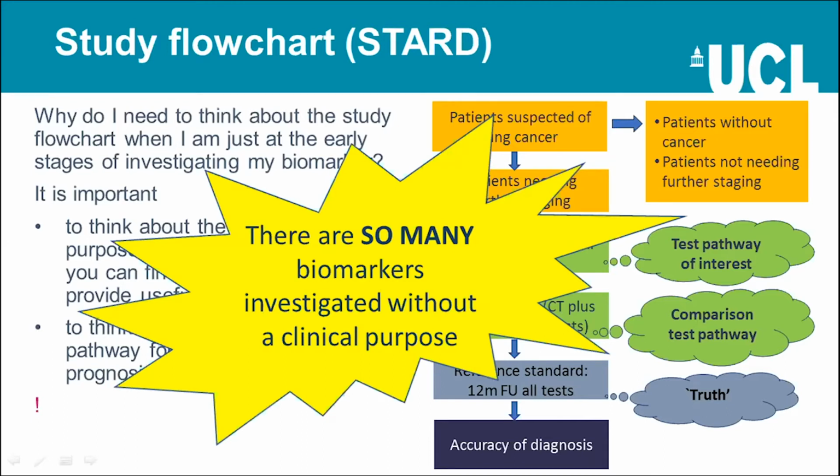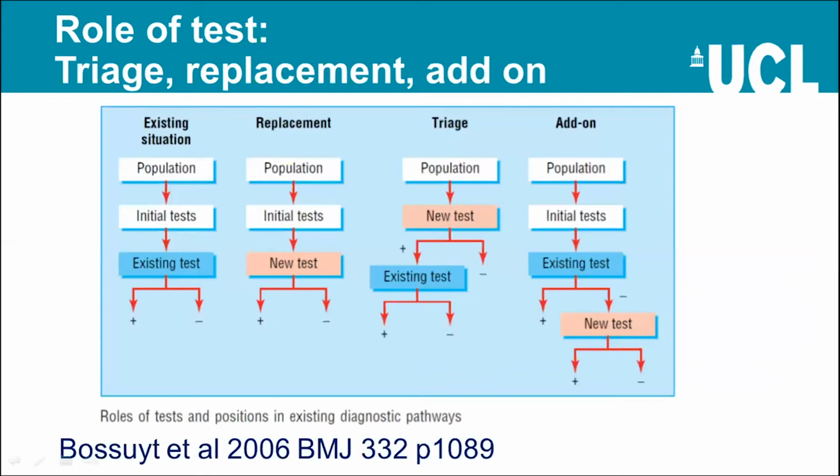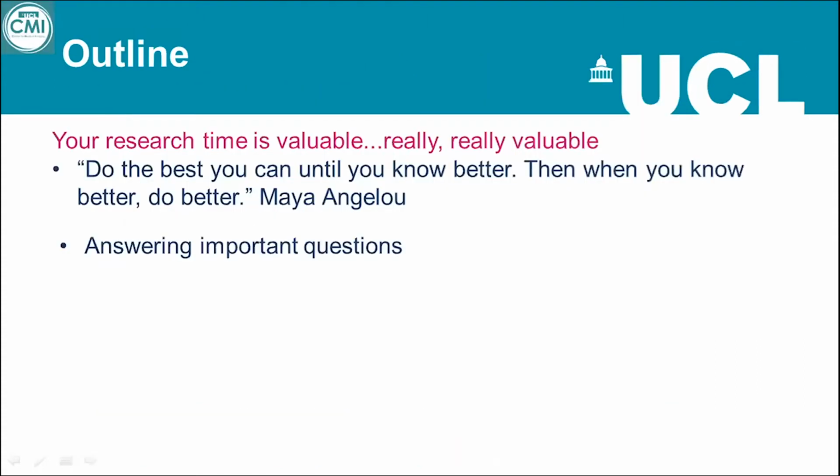But the problem is there are so many biomarkers that are investigated without any idea about how useful they would be. They do a fantastic set of studies, take years and years, and at the end they go, oh, actually it's not really useful. So your time is really important and really valuable. See if you can think about where you are, right in an early situation. You might be thinking about whether your biomarker is replacing an existing test, triaging, or adding on. But just think about where it is in the pathway if you're doing some sort of biomarker analysis.